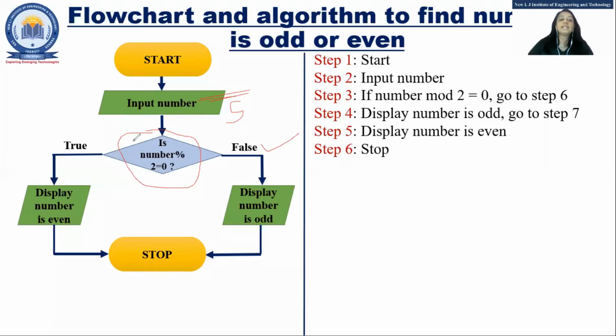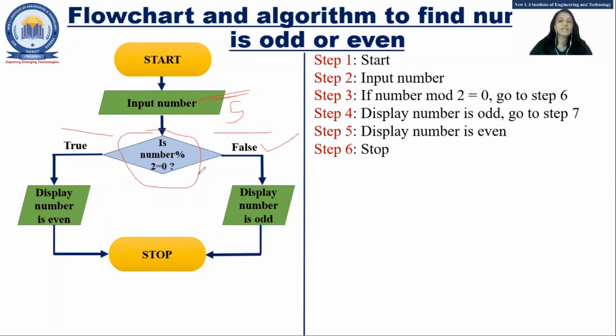So you can see that there are two paths here, right? One is true and another is false. Two paths, so this type of statement is called what? Decision making statement. From this you are going to make the decision in which way you want to go, either a left side or a right side.